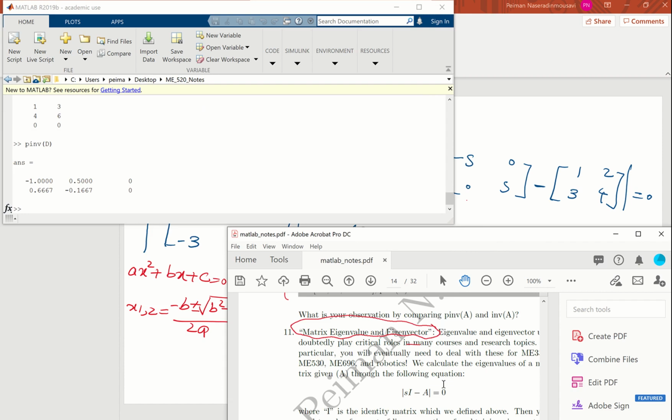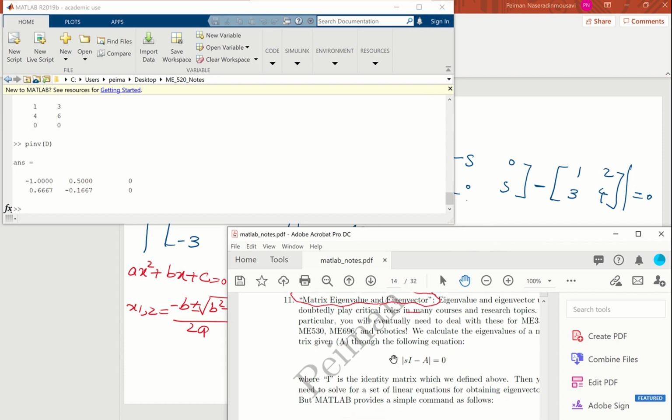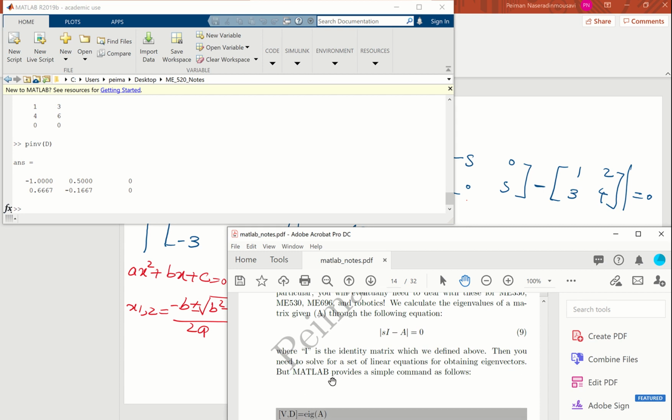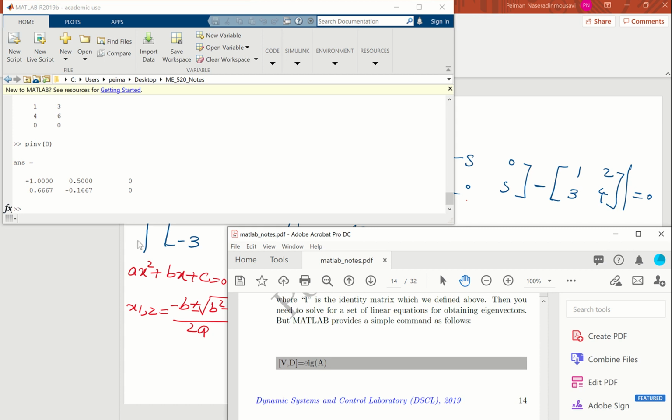As I taught you, by hand you have to use this equation: sI, the identity or unit matrix, minus A. I is the identity matrix, which we defined above and which you learned in previous classes. Then you need to solve a set of linear equations to obtain the eigenvectors. MATLAB provides a simple command as follows. So this is the command.